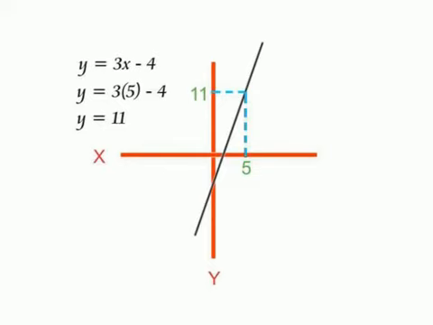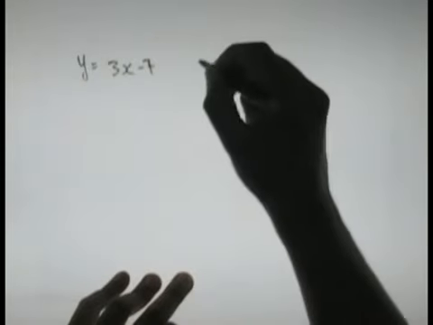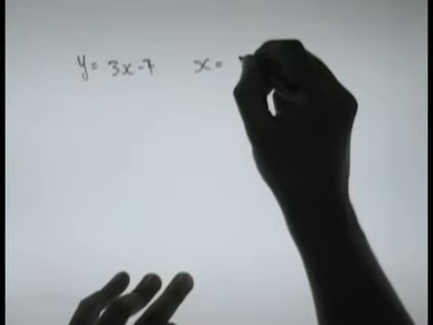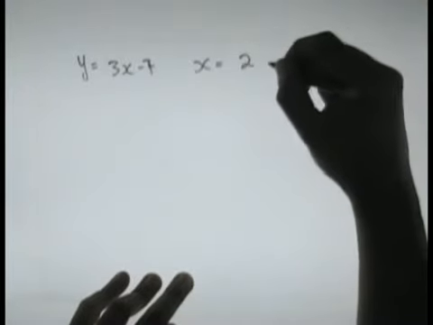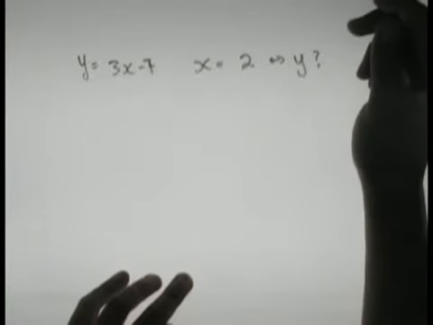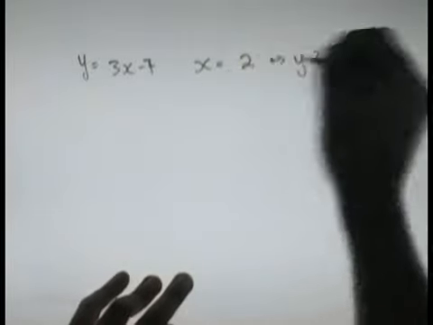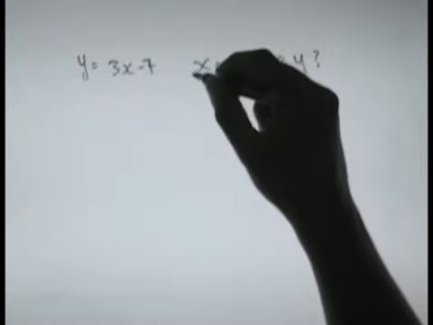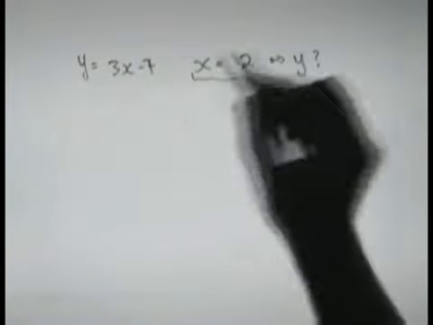I want you to have a go at the following examples. Press pause on your DVD player, and when you return we'll go through it together. I told you that we have an x value of 2. What is the corresponding y value? Now in order to do this, it's actually quite easy. All we're going to do is substitute this x is equal to 2 in.